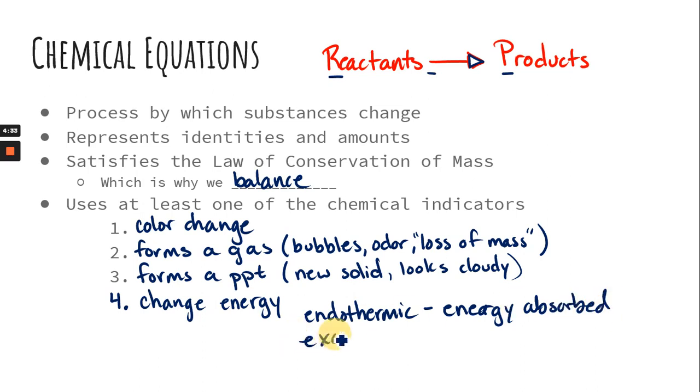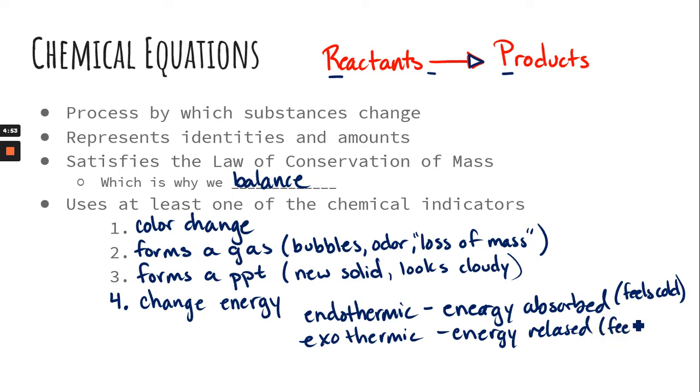And exothermic, which means energy is being released. So endothermic, it feels cold. If it's endothermic and it's happening in the test tube, it would feel cold. If it's exothermic, then it would feel hot to the touch. So that's how we can observe an energy change in the classroom.